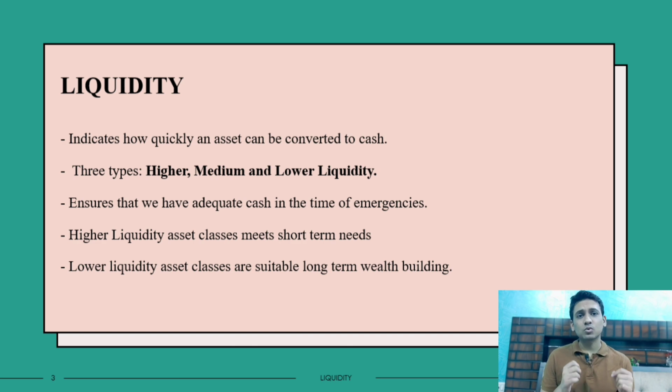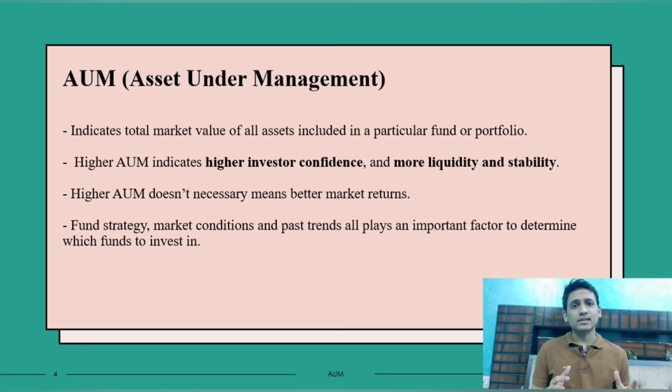Now liquidity is crucial because it makes sure that we have adequate cash in times of emergencies. Now similarly, higher liquidity asset classes are crucial for short-term needs, and lower liquidity asset classes are crucial for long-term wealth building. Fourth is AUM or assets under management.